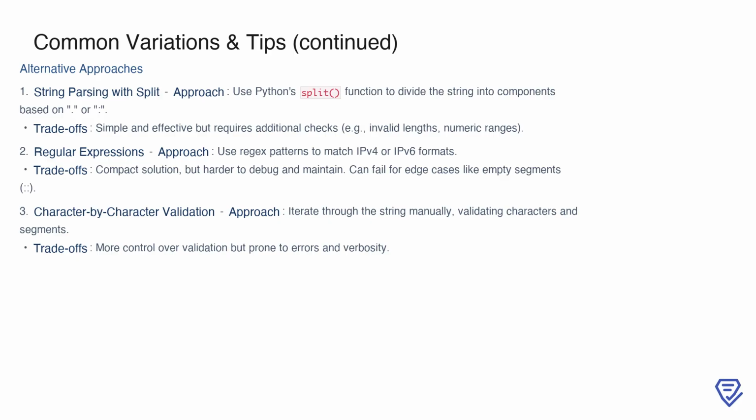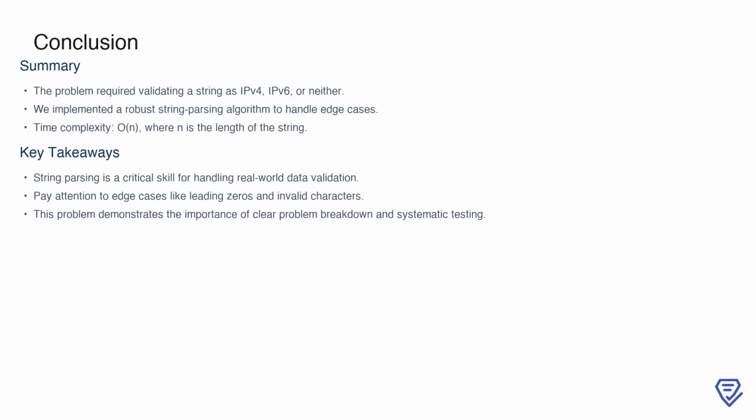A third approach is character-by-character validation, where you manually iterate through the string, validating individual characters and segments. While this gives you more control, it can lead to verbose and error-prone code. Each approach has its strengths and weaknesses, so choose the one that best suits the problem's requirements and your own coding style. Great job! To recap, we solved the problem by implementing a string parsing solution to validate IP addresses.